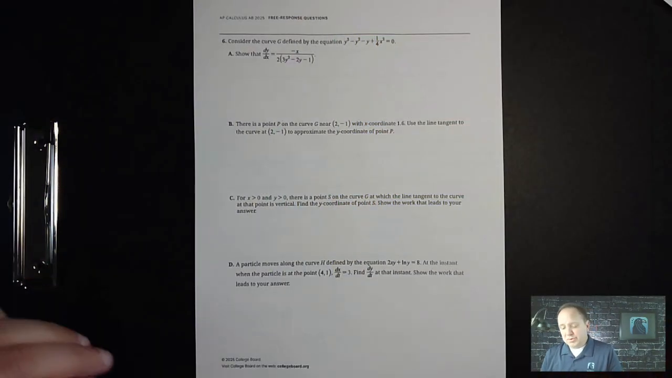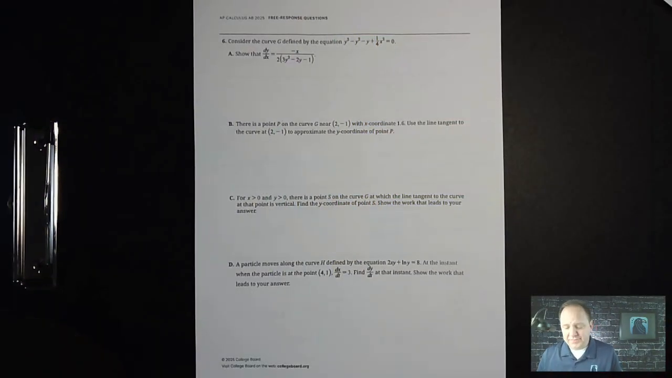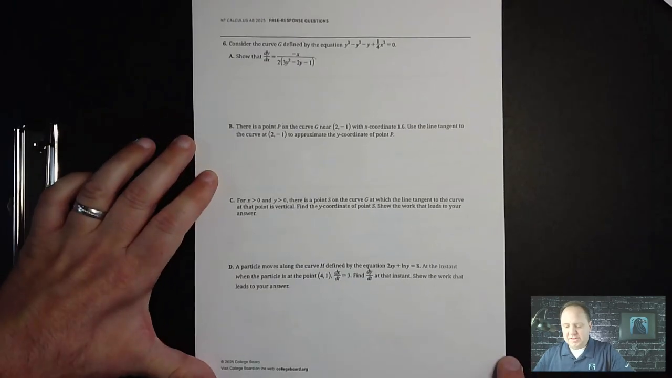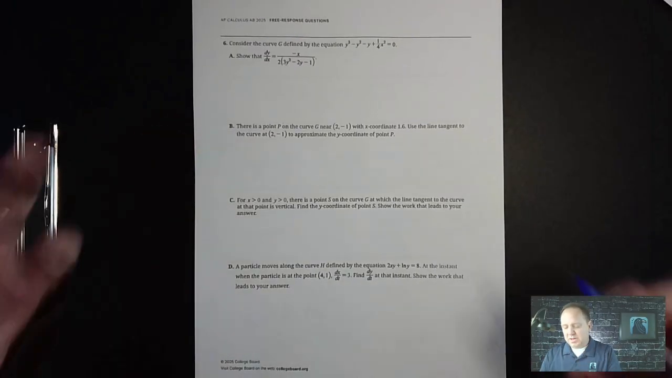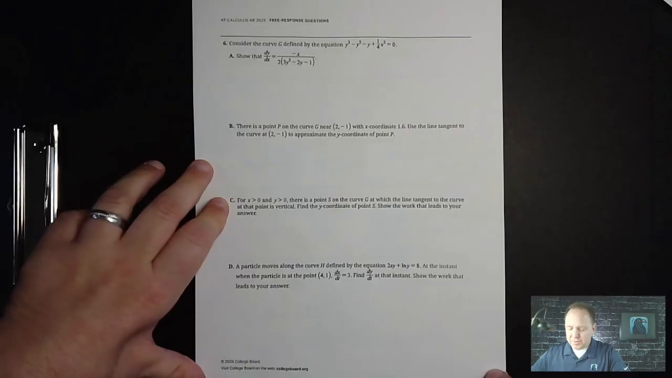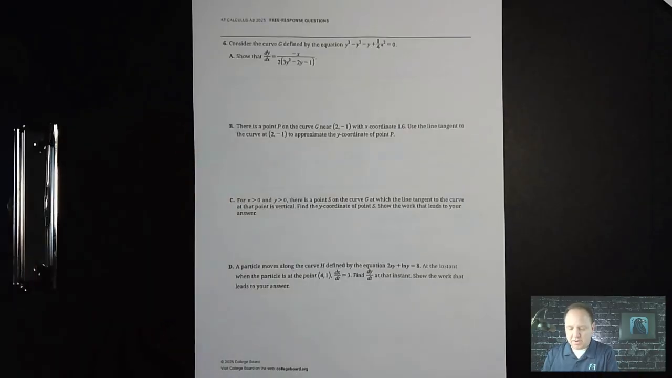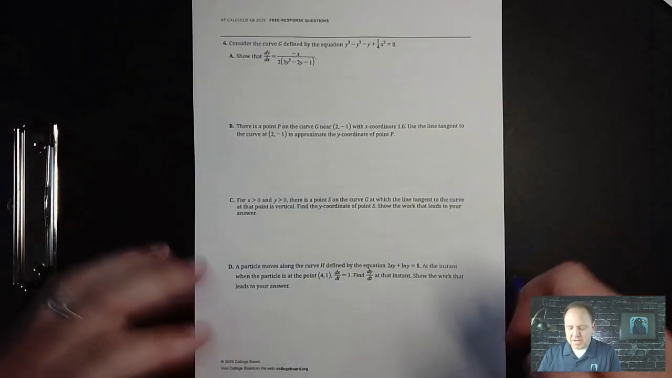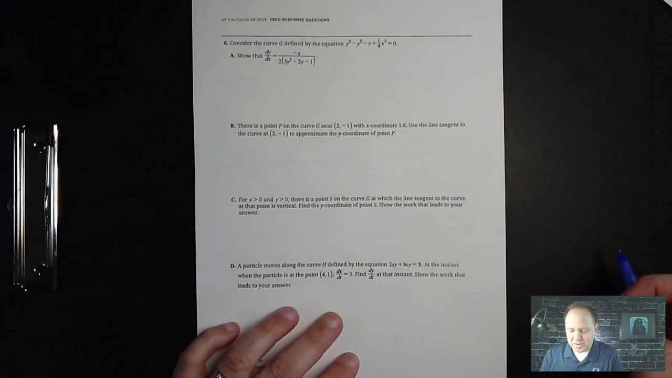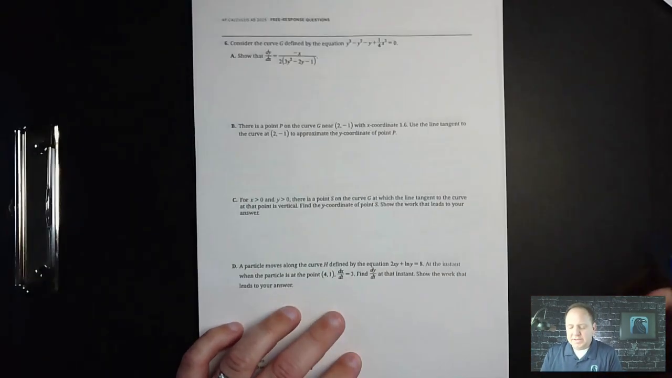Let's break down number 6 for the AB only for the 2025 released FRQs. And it looks to me like we're dealing with an implicit relation here. Pretty typical, right, of what they've done around this same time, starting after COVID. Show that dy/dx is equal to that.